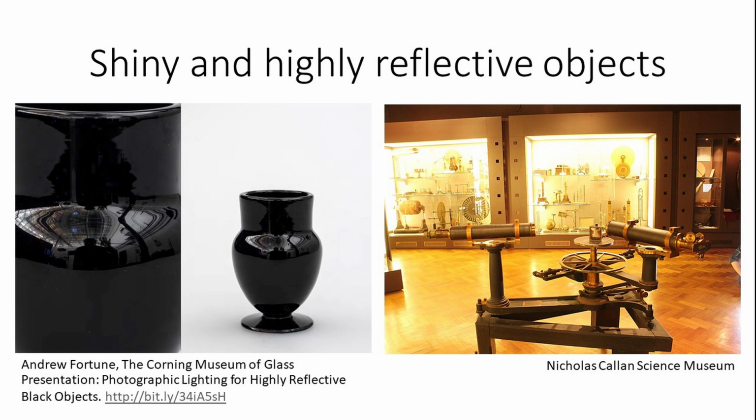As a result, you will need to position and adjust the lights, as well as your boards, fabrics, and other materials to minimize the reflections on the objects. Since each object is unique, there's no recipe for this. So the process will be mostly trial and error. Andrew Fortune, Collections Photography Department Manager at the Corning Museum of Glass, presents some solutions in the presentation slides here. You will also find the references in the resources section below.